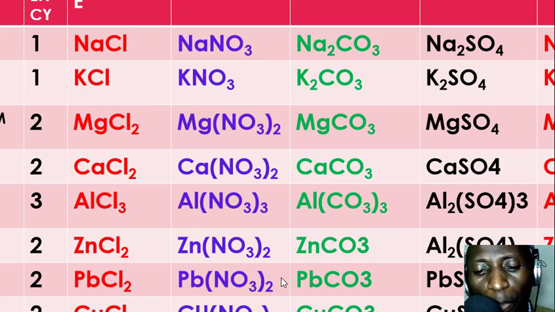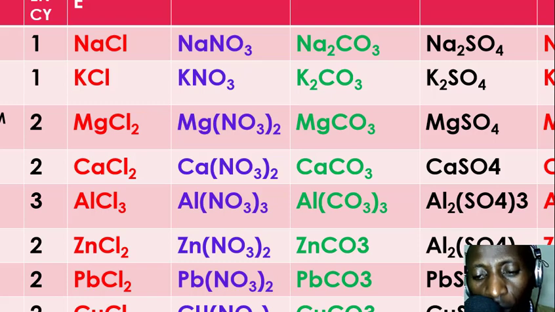On our solution set, we have Al2(CO3)3, closed with a bracket 3. Then we have zinc. I move back a little bit. We have zinc carbonate, lead carbonate, copper carbonate, and iron carbonate.